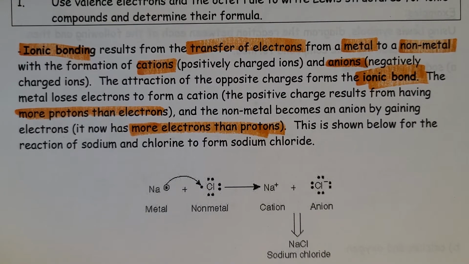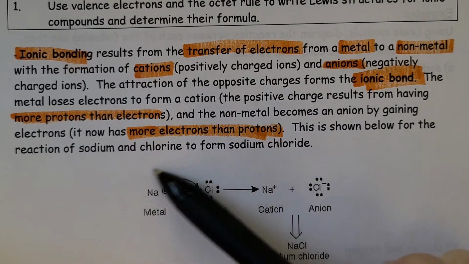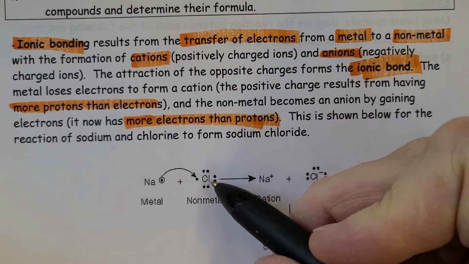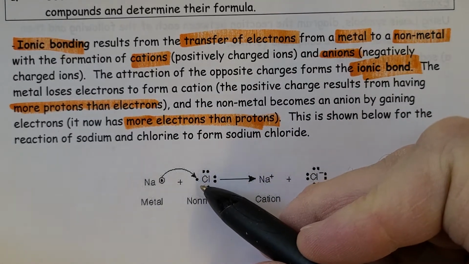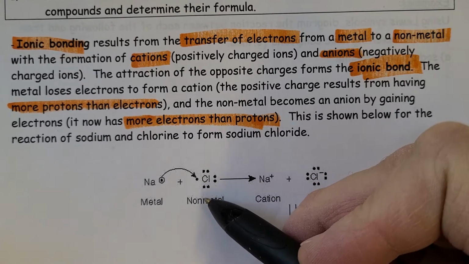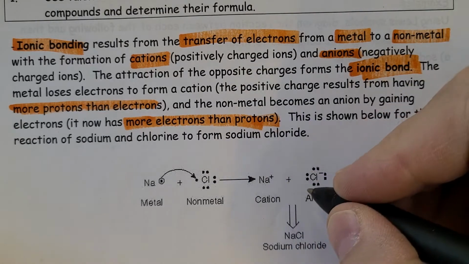So sodium, of course, looks like this. It has one electron, so it's going to tend to lose that one, and the level below it will be considered the full outer level. Chlorine tends to want to gain electrons. It's easier to gain one than lose 7 to become stable. So over here we have the sodium ion.